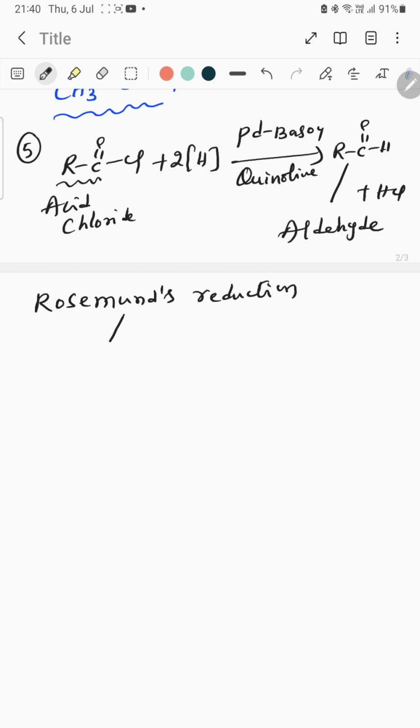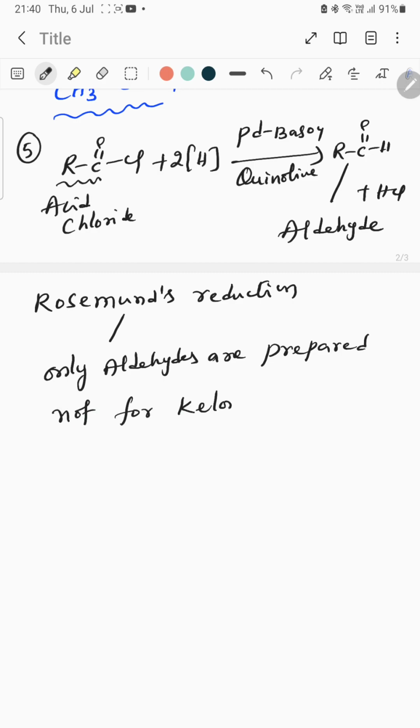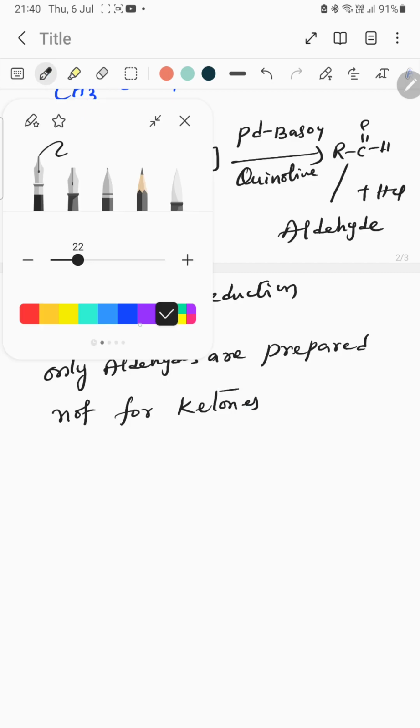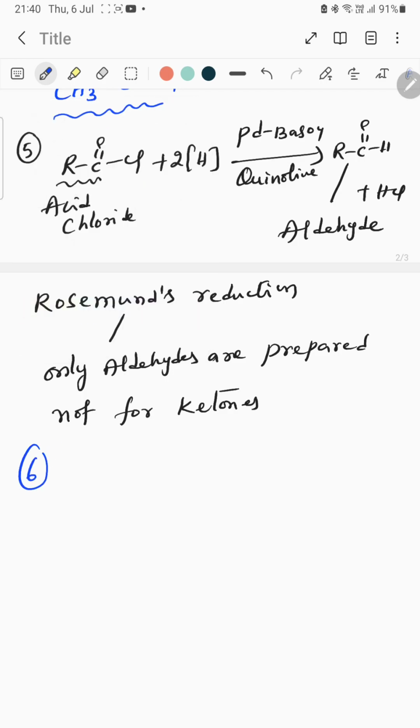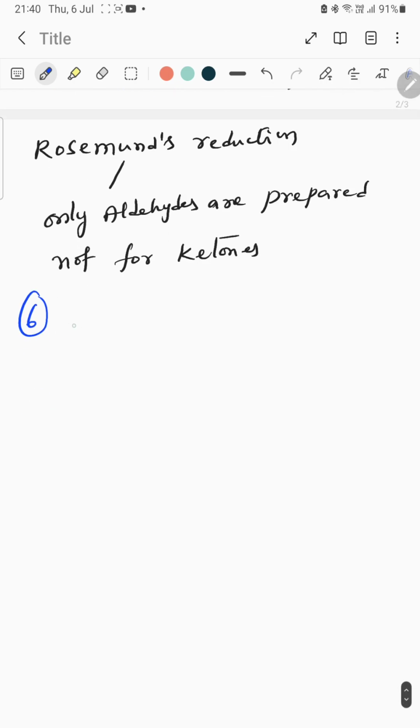Reduction only aldehydes are prepared, not for ketones. So answer is aldehyde. Check sixth one. Sixth one is also the same one, Rosenmund's reduction only. What he is asking? Acetyl chloride, CH3COCl, converts to acetaldehyde, CH3 C double bond OH.